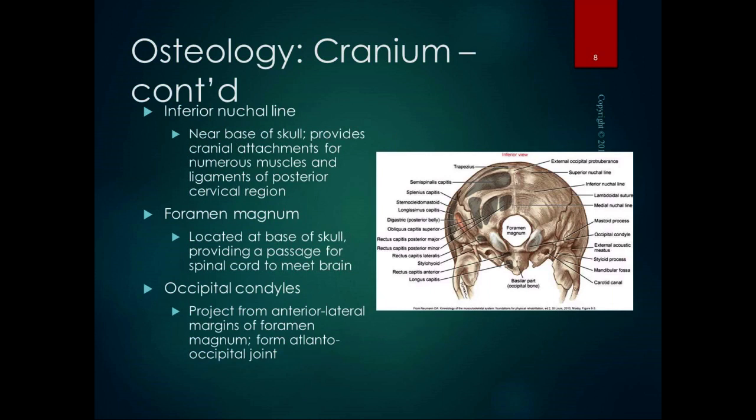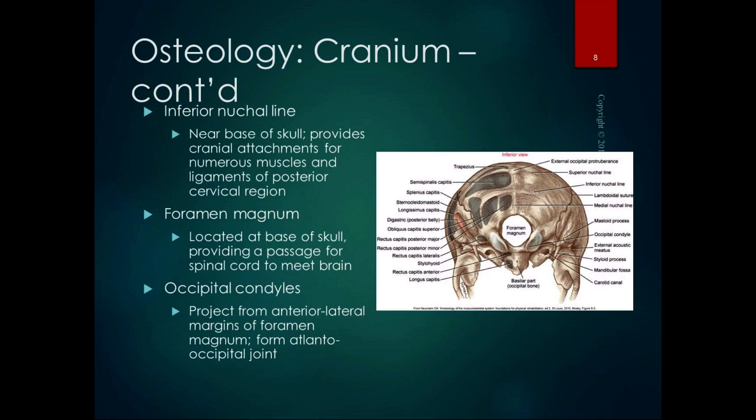The inferior nuchal line is not as easily palpable. It's near the base of the skull, and it provides cranial attachments for a lot of different muscles, like the suboccipital muscles and ligaments of the posterior cervical region. So it's palpable, but it's not as easily palpable because of that band of muscles over it. The foramen magnum is not palpable. If you can palpate your foramen magnum, then call 911, because it's not supposed to be palpable.